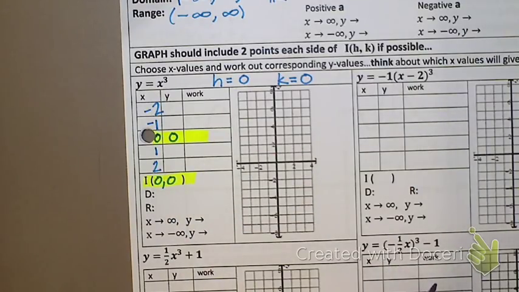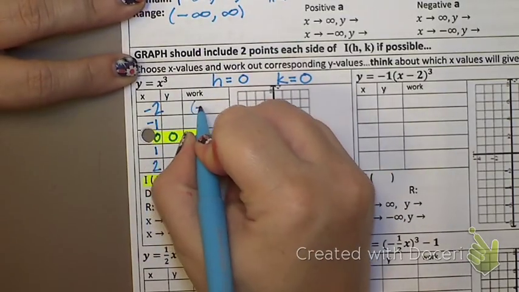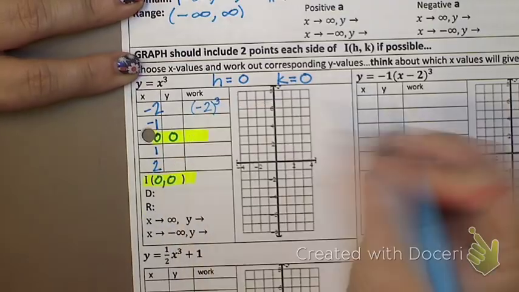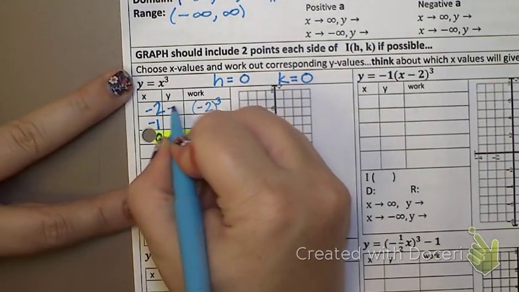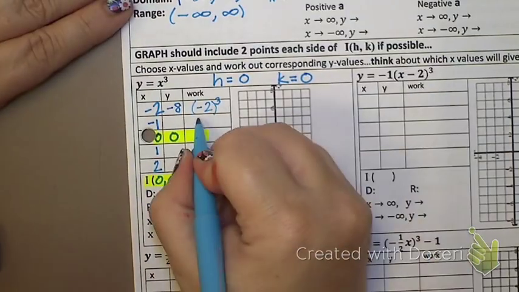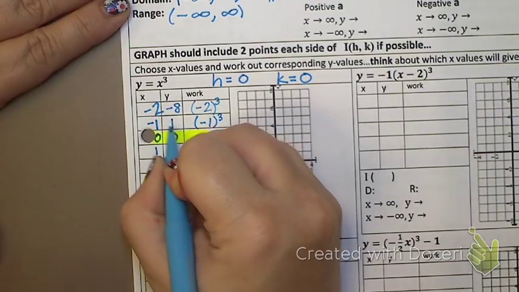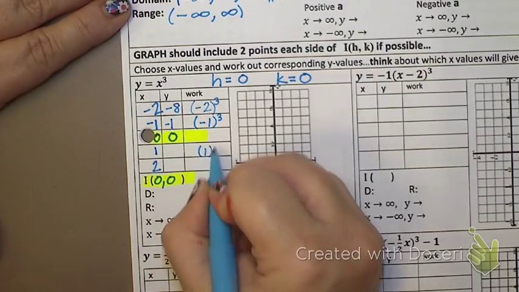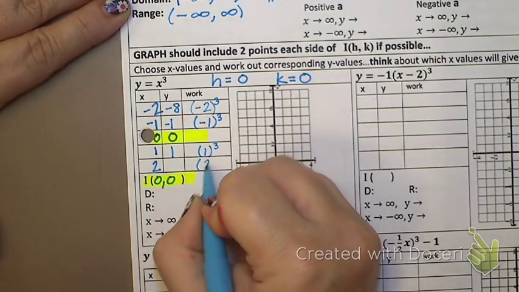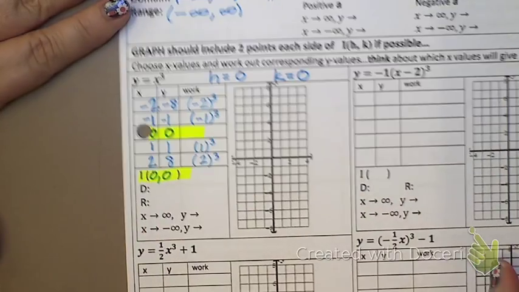Now, how do I find the y values? Plug them into the equation. So the equation is y equals x to the third. So if I plug in -2 and I raise it to the third, what is -2 to the third? -2 times -2 is +4 times -2 is -8. This one would be -1 to the third. What does that get me? -1. This was 0 to the third, but we already know that. 1 to the third. And 2 to the third. 8. So now I plot my points and connect the dots, right?